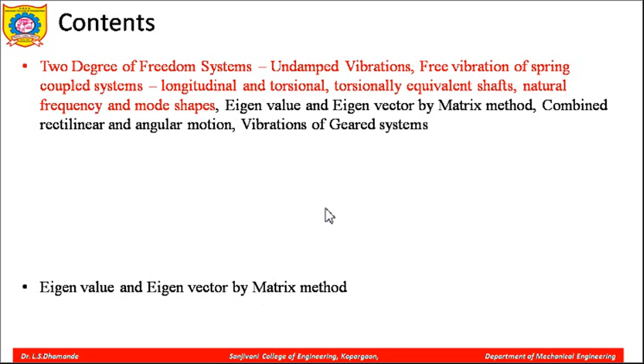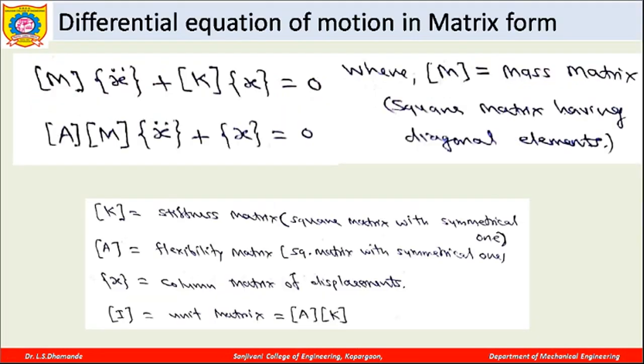So we have already seen how we can find out the natural frequency and mode shape by other methods. So here we are going to make use of the matrix method, which will be helpful for finding out the natural frequencies for higher degree of freedom systems.